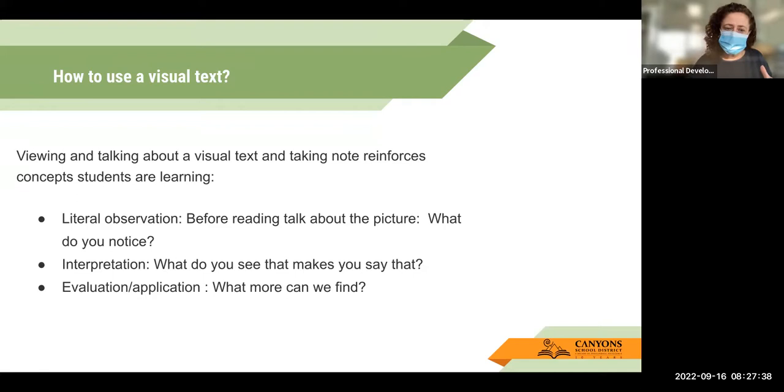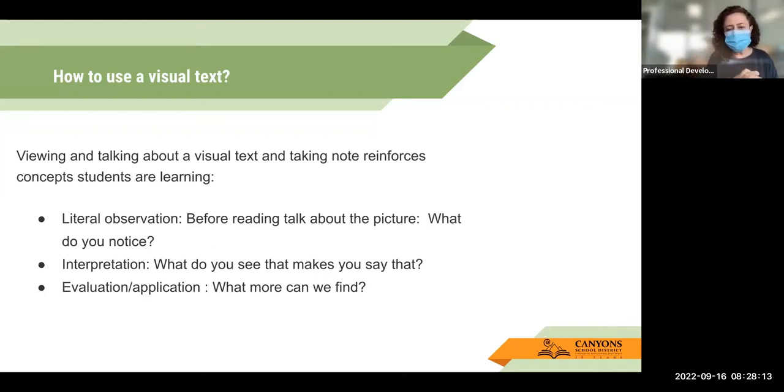After that, the second step, and we remember that it also has to connect with your hierarchy or your DOK level: how would you interpret that visual text? What do you see that makes you say that? According to what all the students answer, you can go further and see how much they can connect, what kind of ideas they have, and how they are supporting their ideas. So it's a whole new way of teaching a lesson using a visual text.